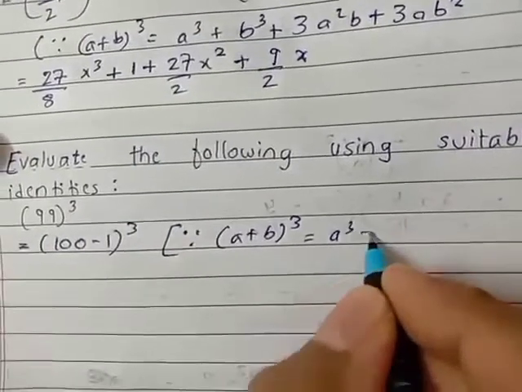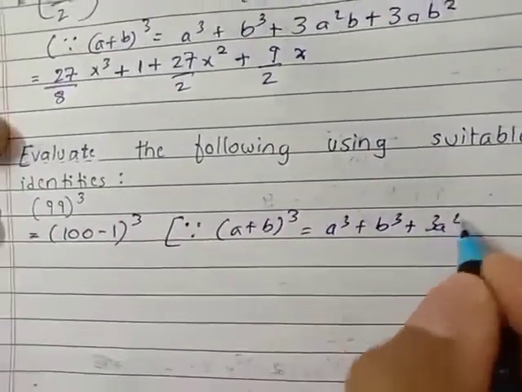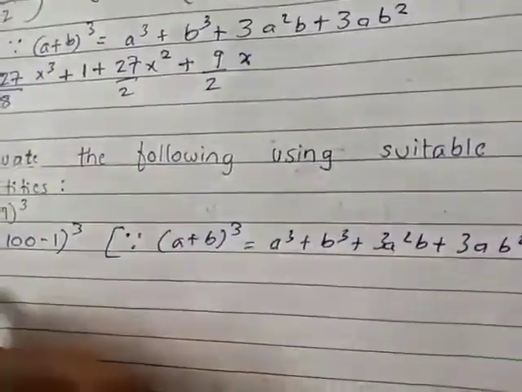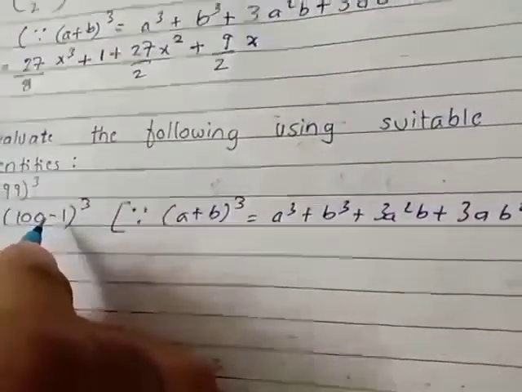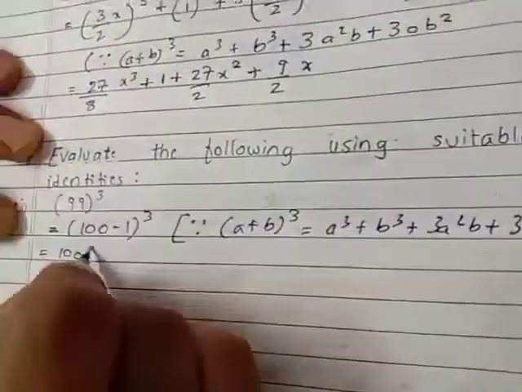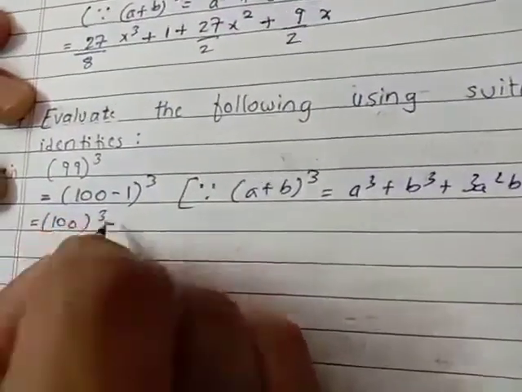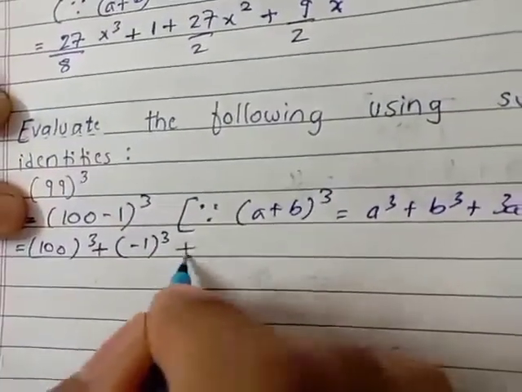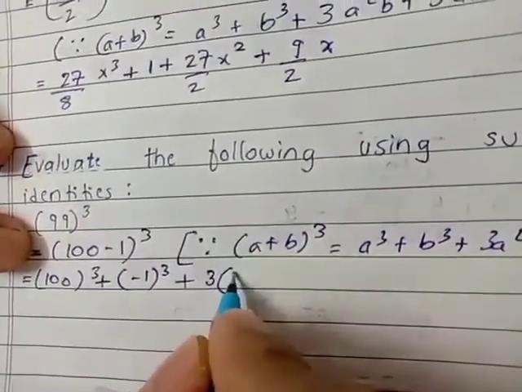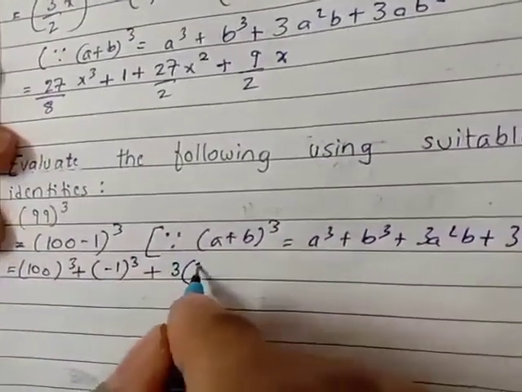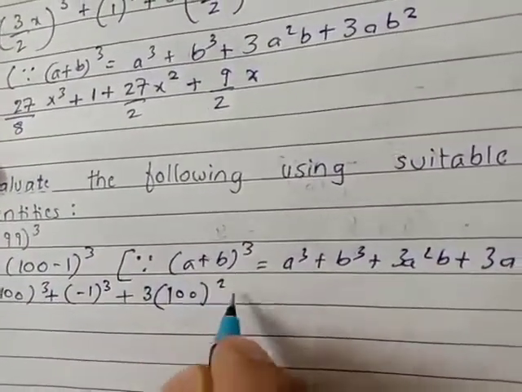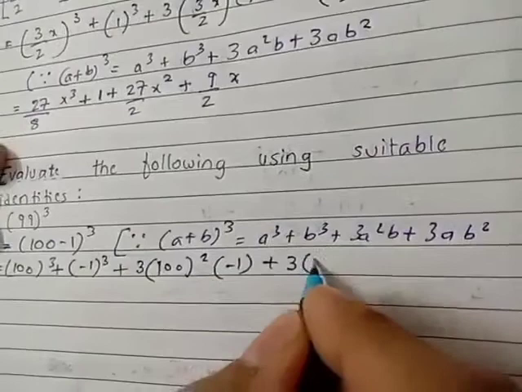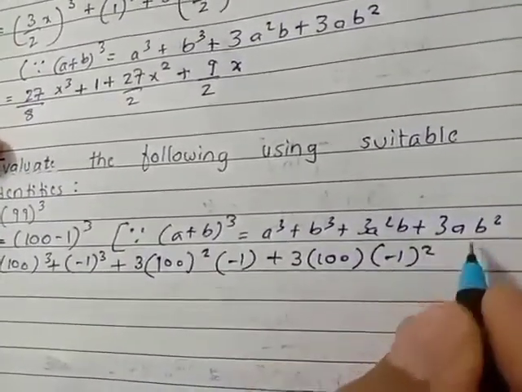This is a cube plus b cube plus 3a square b plus 3ab square. So now if you open this bracket, what will it be? 100 cube plus, what is b over here? Minus 1, minus 1 cube plus 3a square b. What is a? 100 square. What is b? Minus 1. Plus 3a, what is a? 100. And what is b? Minus 1 square.